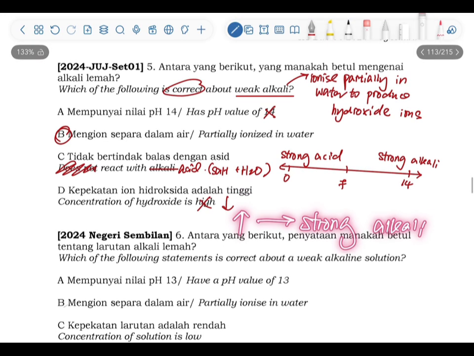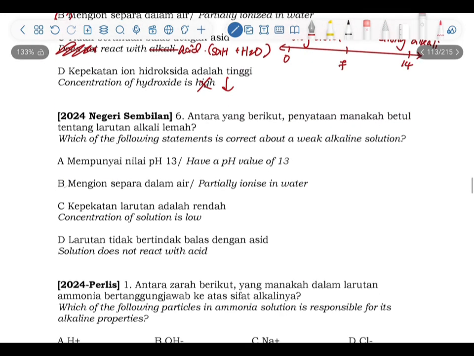Okay, next. Also the same question: which of the following statements is correct about the weak alkaline solution? So no, it does not have a pH value of 13, maybe 8 to 10 like that. And then B, ionized partially in water. This is the answer.